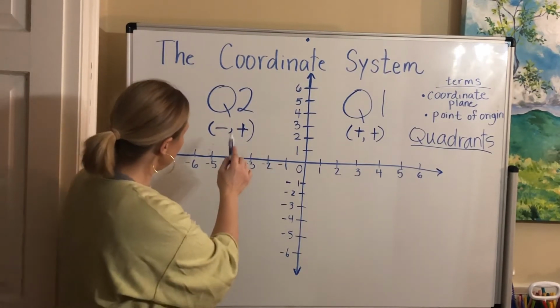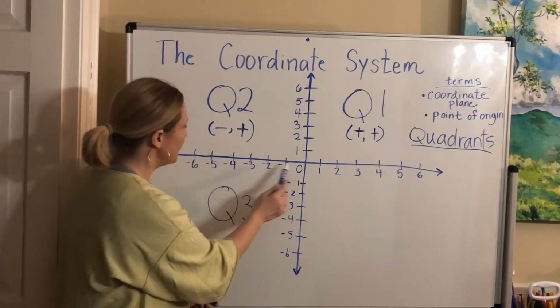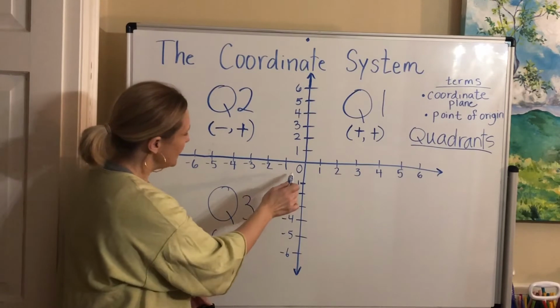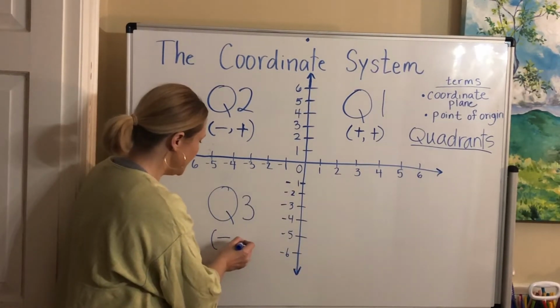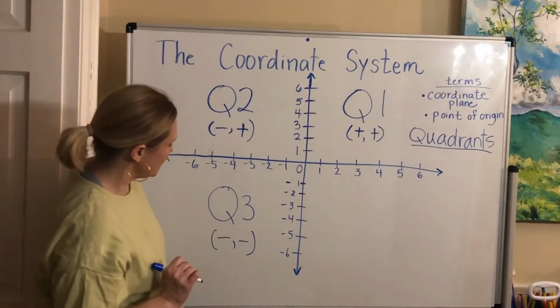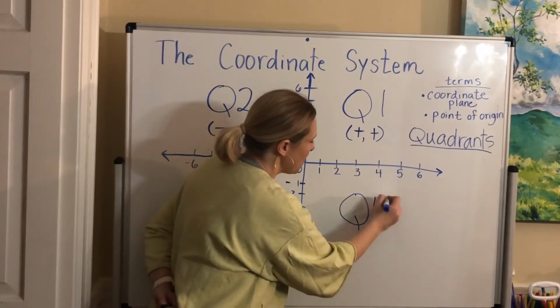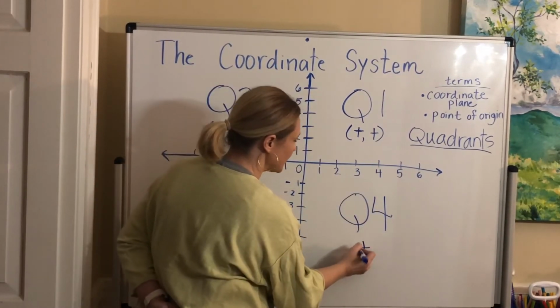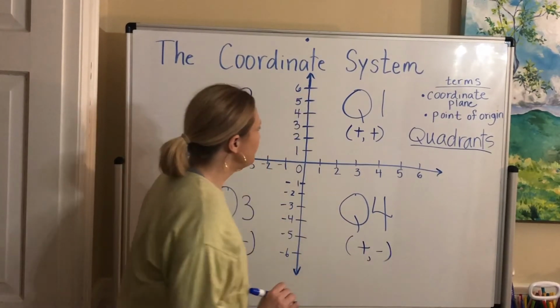And this is quadrant 3. Quadrant 3 is made up of negative numbers on the x-axis and negative numbers on the y-axis. So this is negative for quadrant 3. Okay, and this, of course, is quadrant 4, okay? Quadrant 4 is made up of positive numbers on the x-axis, negative numbers on the y-axis, okay?